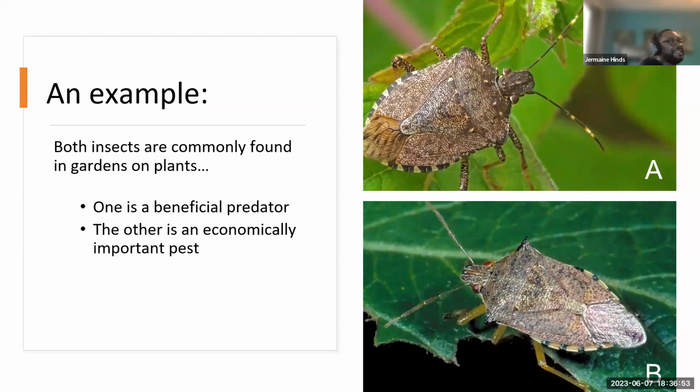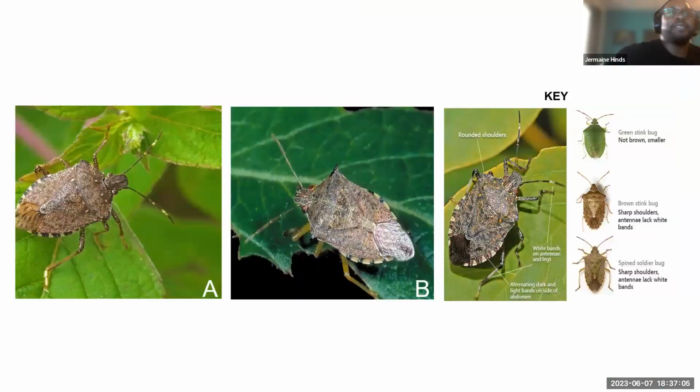All right, so we got 6 A's and 2 B's. 6 A's, 3 B's. All right, let's go with that. So let's do a quick activity. How do you identify or confirm an identification?